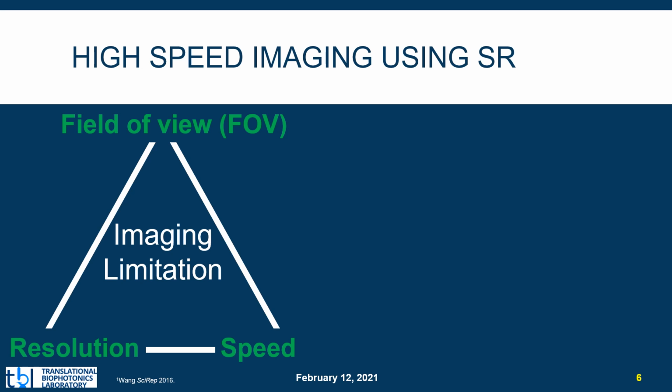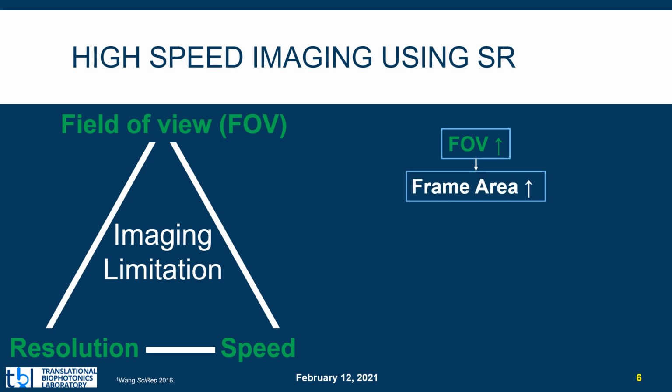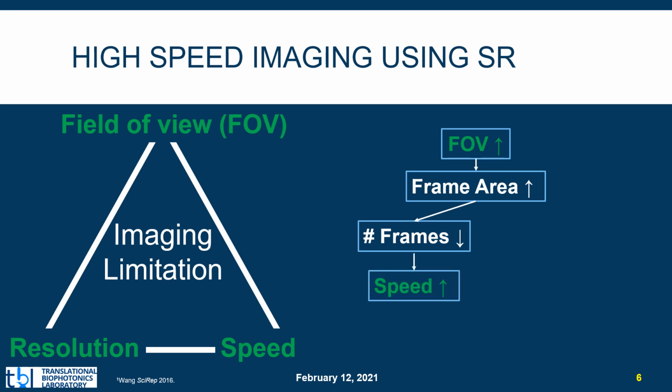The most logical approach to increase speed is by increasing field of view. This will increase each framed area such that fewer frames are needed to record the whole sample and will ultimately result in a speed increase. However, as in photography, a higher field of view will result in worse resolution.